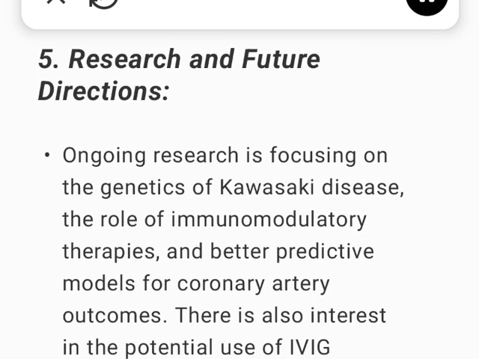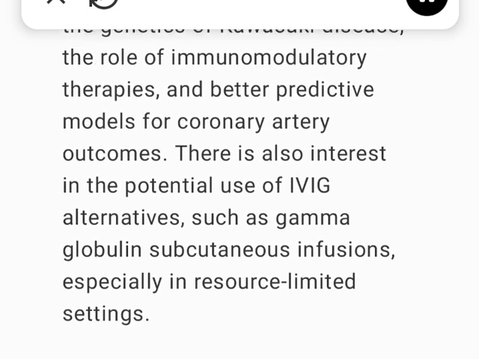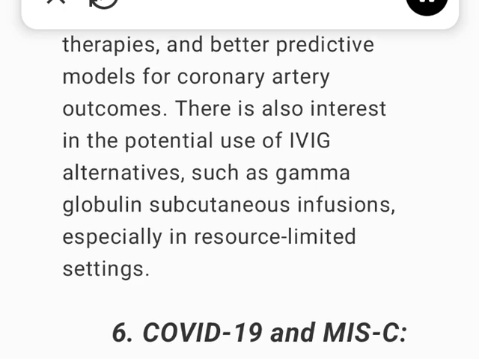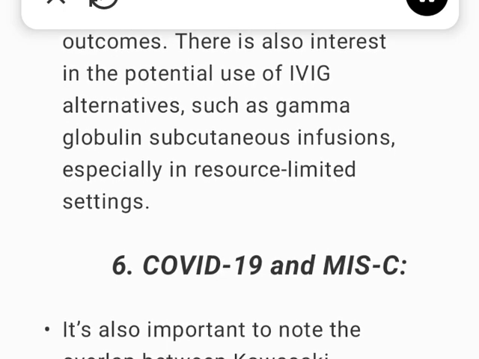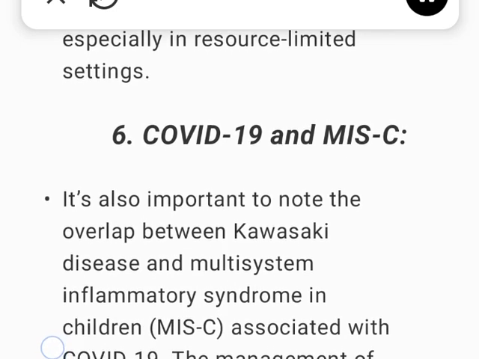5. Research and future directions. Ongoing research is focusing on the genetics of Kawasaki disease, the role of immunomodulatory therapies, and better predictive models for coronary artery outcomes. There is also interest in the potential use of IVIG alternatives such as gamma globulin subcutaneous infusions, especially in resource-limited settings.